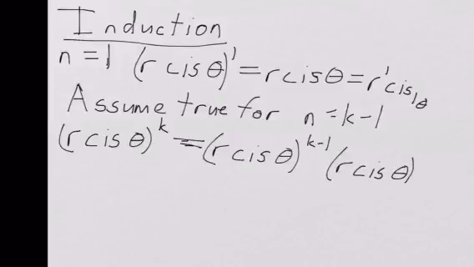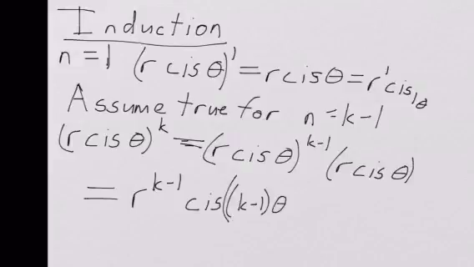Well, now we use that inductive hypothesis that we mentioned. We're assuming that our theorem is true for smaller values of n. So, we can assume that. So r CIS theta to the k minus 1 is equal to r to the k minus 1 times CIS of (k minus 1) theta. I'll put some more parentheses in there to make that more clear. And we'll multiply that by r CIS theta.